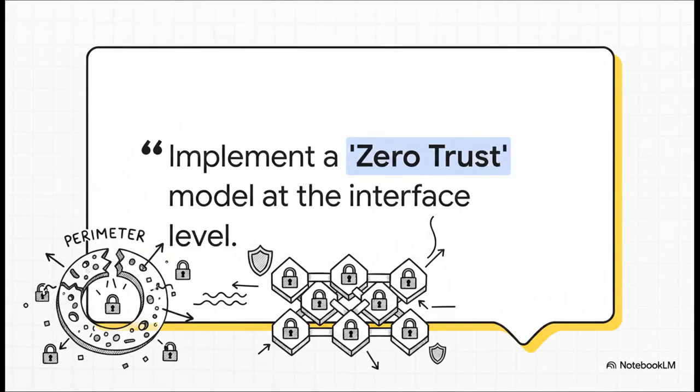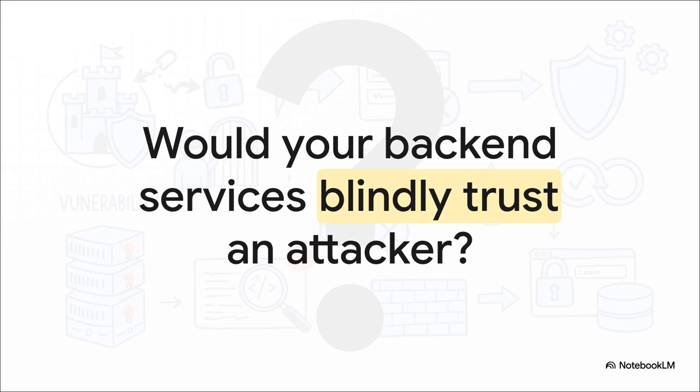I love this quote because it perfectly summarizes the paradigm shift we need right now. Developers should always implement a zero-trust model at the interface level. We have to move away from perimeter-only thinking. Authentication bypasses like this happen the exact second we assume a network boundary is a valid substitute for code-level authorization. And that leads us to our final thought.